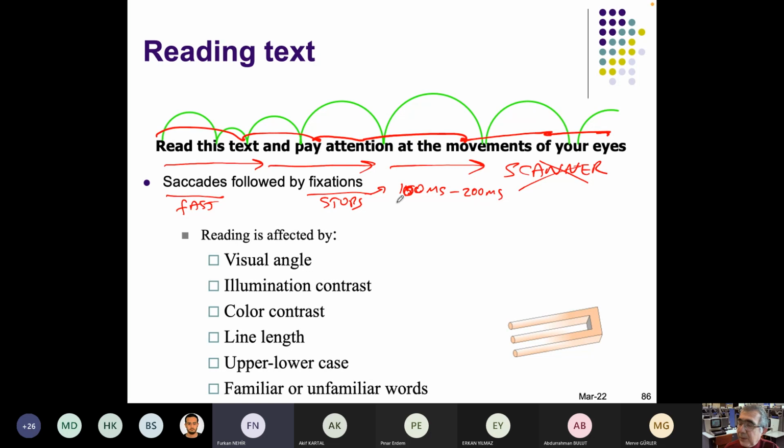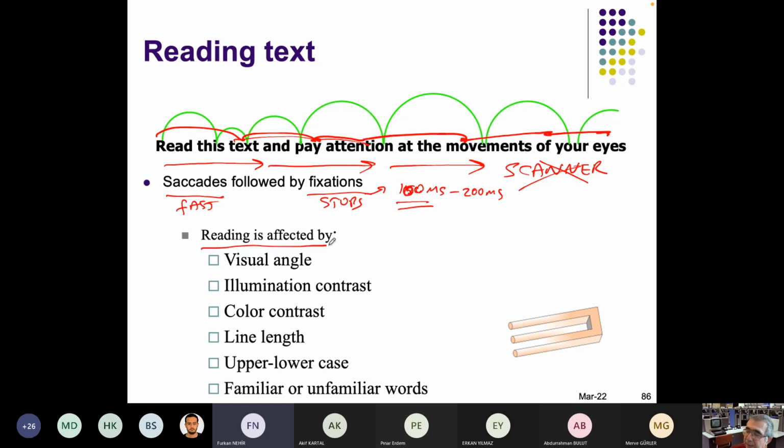During that 100 milliseconds, your brain captures the image and moves to the second part. Next fixation, next fixation, next fixation. It's an automated process. So a good reading is sometimes desired, sometimes not desired.